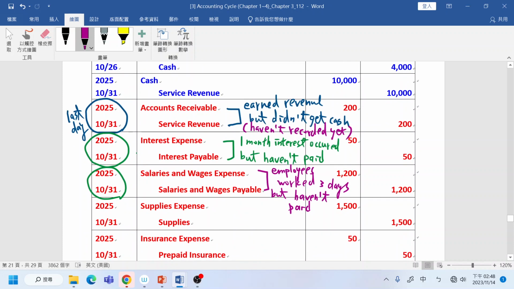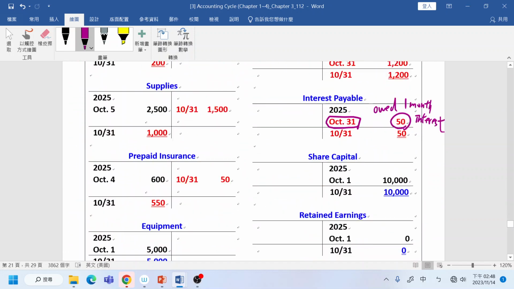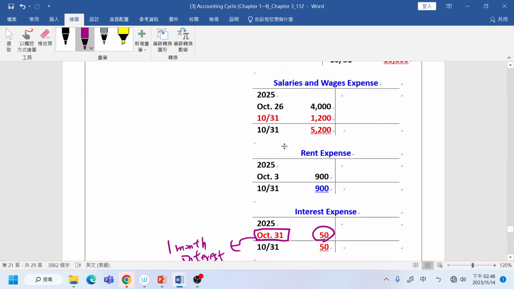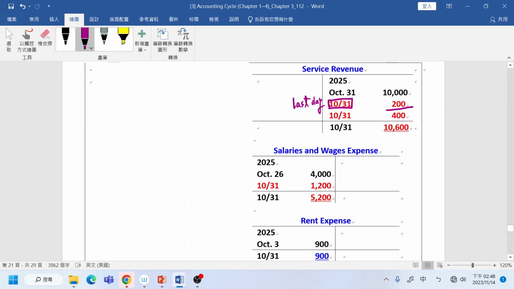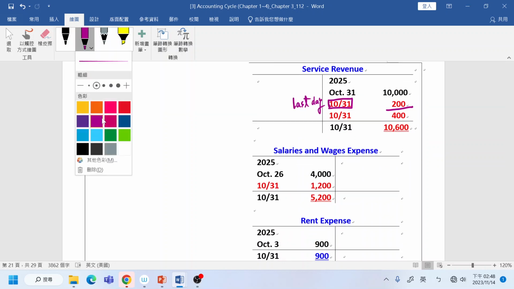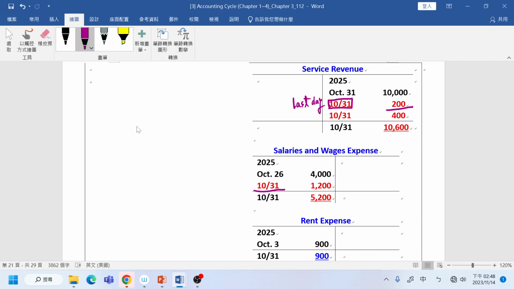Salaries and wages expense incurred, but we haven't paid the employees yet. For the 3 days, 3 days of salaries, $1,200. So post to your second book. Go to page 26. Page 26. Did you find it? Here, we have on the last day, $1,200. Your employees worked 3 days.